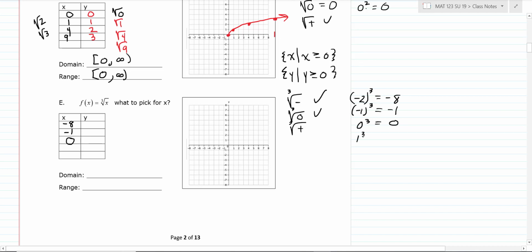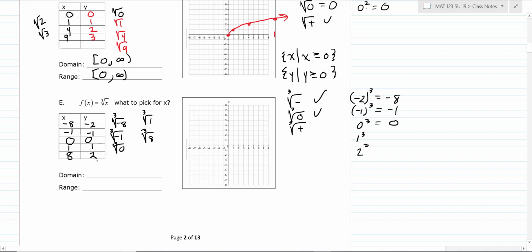And then 1 to the third is 1. And then 2 to the third, of course, would give 8. So what I'm doing is I'm figuring out good numbers to use so I don't get any decimals here. So if I do the third root of -8, that's -2. If I do the third root of -1, that's -1. If I do the third root of 0, that's 0. And if I do the third root of 1, that's 1. And the third root of 8 is going to be 2.